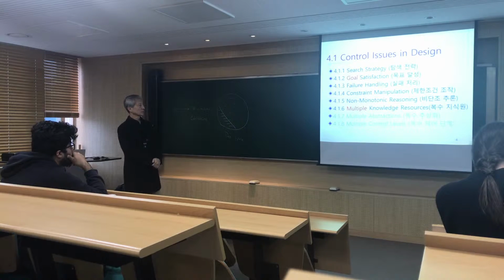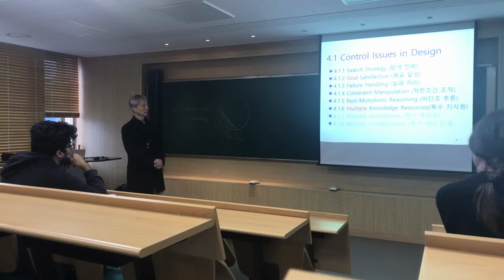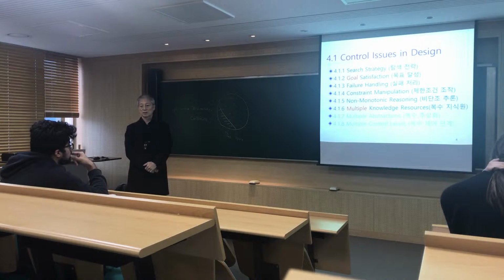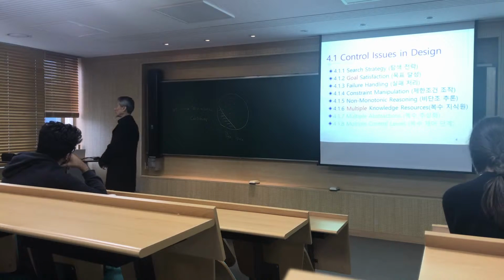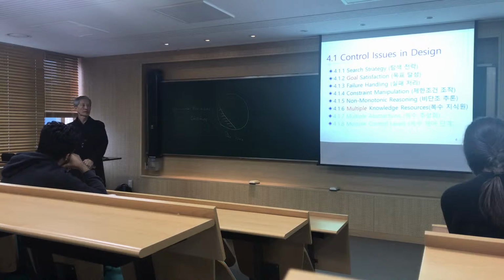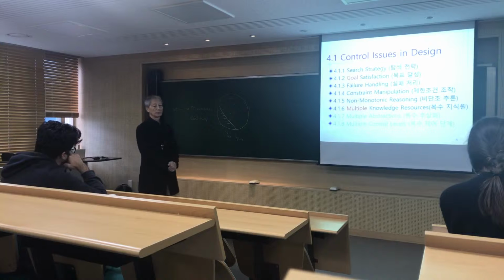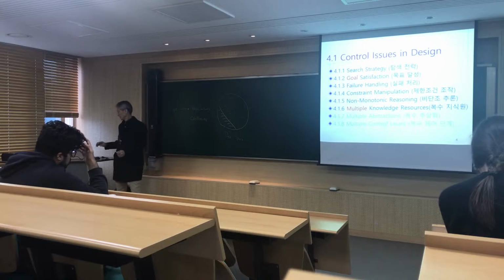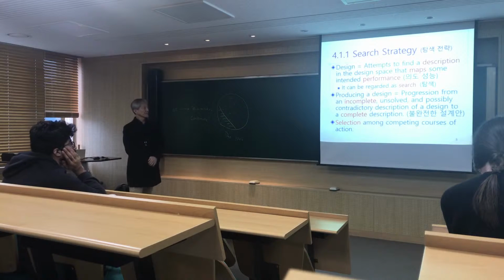And non-monotonic reasoning. Non-monotonic means complex reasoning, not simple reasoning. And multiple knowledge resources. There are different types of knowledge. So how can you handle including multiple types of knowledge together when you're controlling, when you're manipulating, when you're reasoning? That kind of thing is an issue. Issues means some difficulties in reasoning. We'll see that.